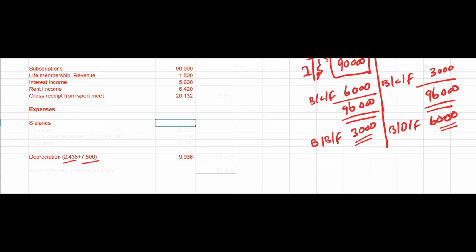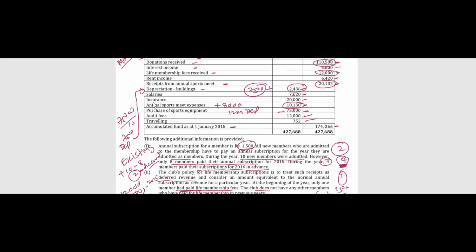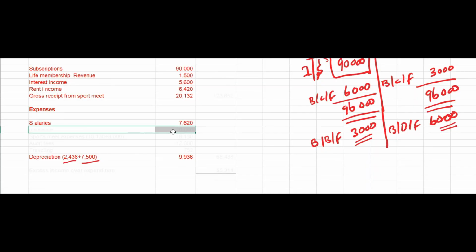Then you have salaries, 7,620. Then you have insurance. Insurance amount is 20,000. So that also you can show as 20,000 in the income statement under expenses.